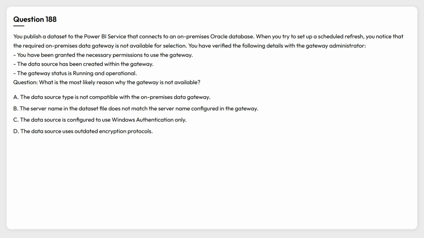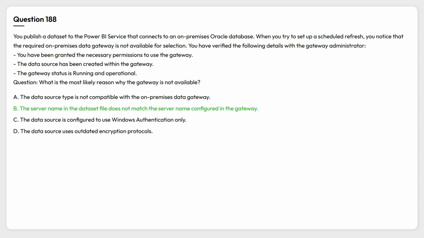Option A. The data source type is not compatible with the on-premises data gateway. Option B. The server name in the dataset file doesn't match the server name configured in the gateway. Option C. The data source is configured to use Windows authentication only. Option D. The data source uses outdated encryption protocols.